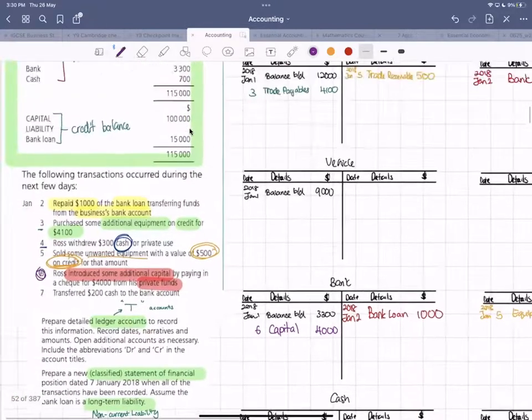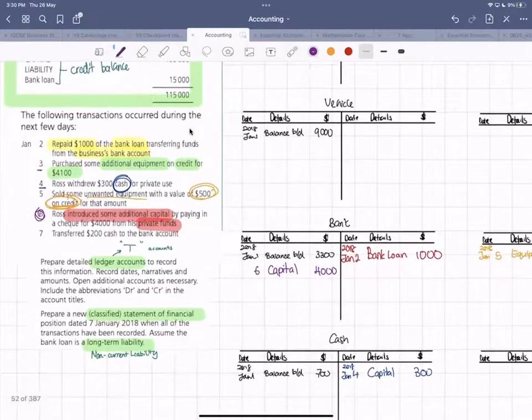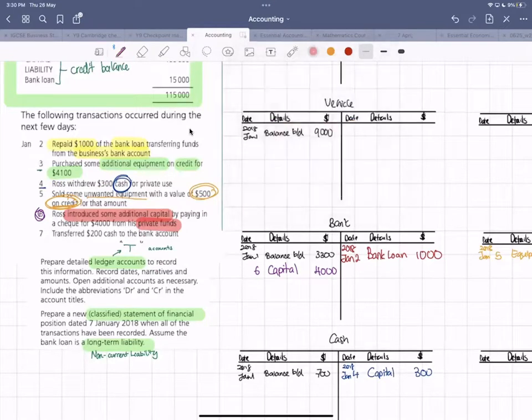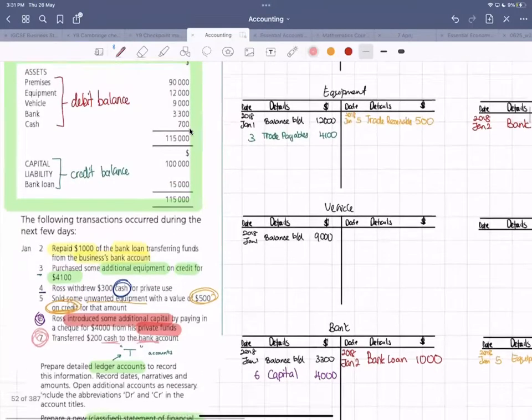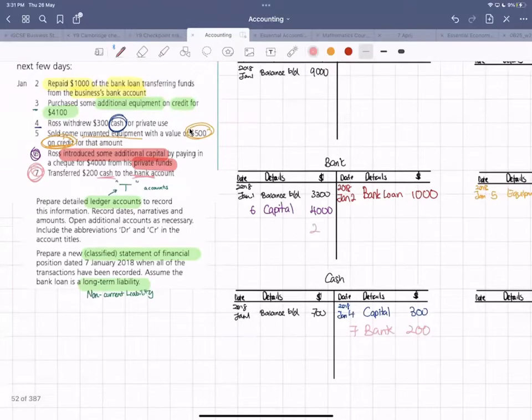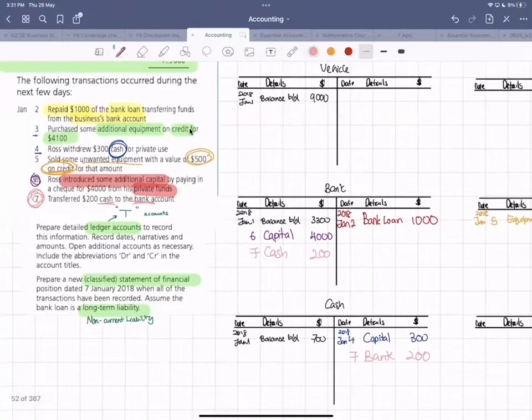And then the next one will be transferred $200 cash into your bank account, pink in color. So cash will go out $200. Go where? Go to your bank account. What's the date? 7th. So go to your bank account, get $200 from where? Cash account on the 7th. So up till here, you should be able to complete question number 2 up till number 7.